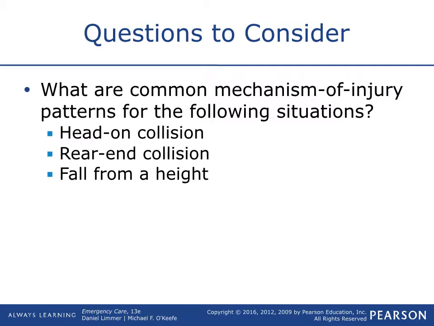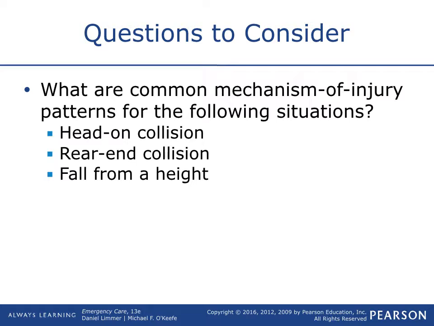A rear end collision, just think of the mechanism of injury there. So you're driving, picture your body in the car, you get rear-ended, you're going to bounce back, and there is damage to organs. Even if you do not hit something with your body, organs can get damaged from just bouncing around. So look at the mechanism of injury in a rear end collision.